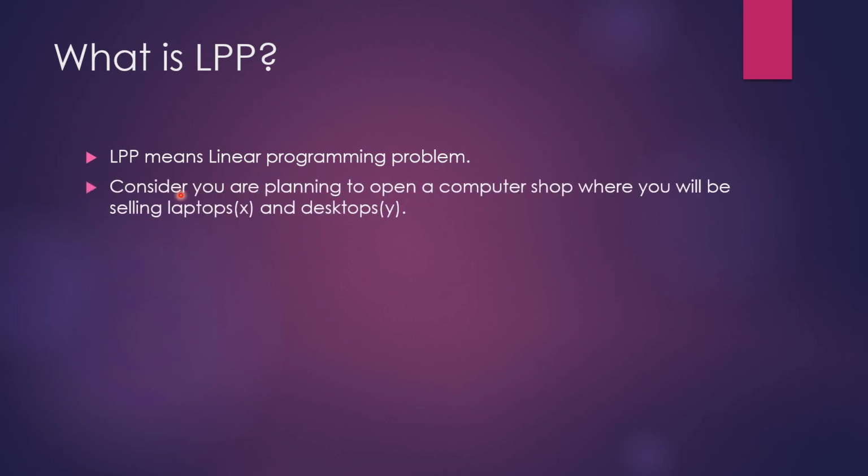So when you open a shop, we have certain objectives that our market purchase should be at a low cost and my selling should be at high profit. So achieving the goal is called the objective function, and to achieve that we are having certain problems. Those problems are called constraints. So see, LPP means linear programming problem. This is what I've said. We are planning to buy X laptops and Y desktops.